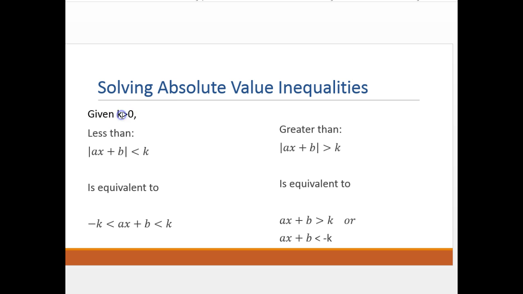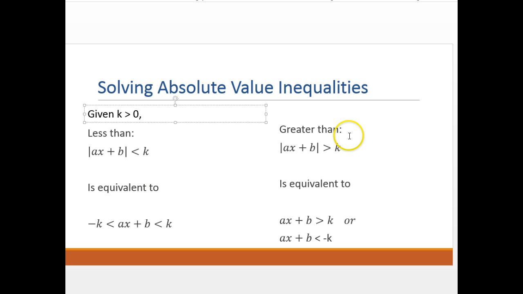Solving absolute value inequalities. If I have some number k greater than 0, some positive number, when I'm dealing with less than, if I have ax plus b, the absolute value of ax plus b is less than k, this is equivalent to an interval, negative k less than ax plus b less than k. This also works with less than or equal to.